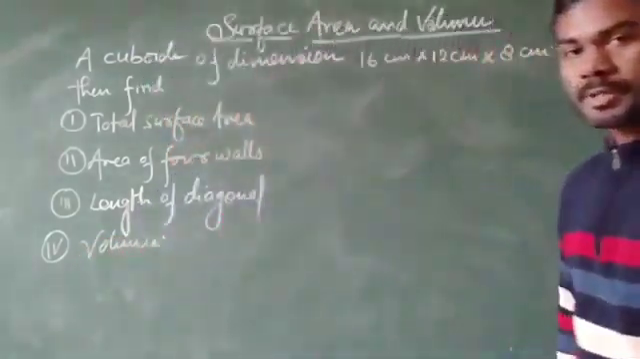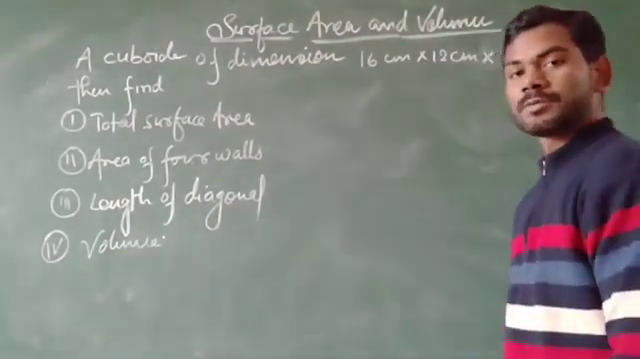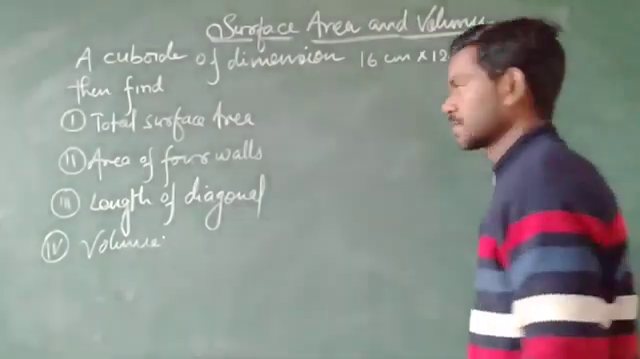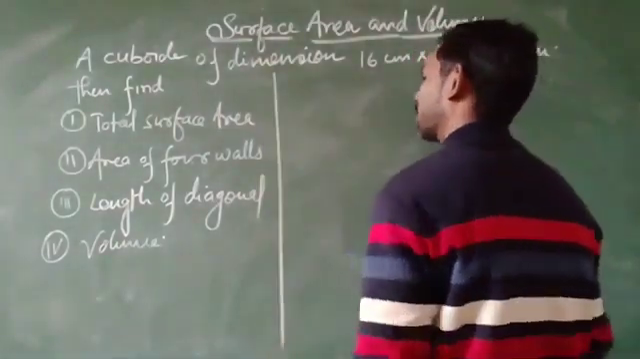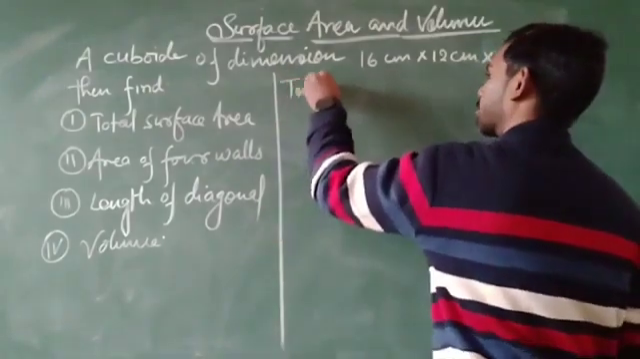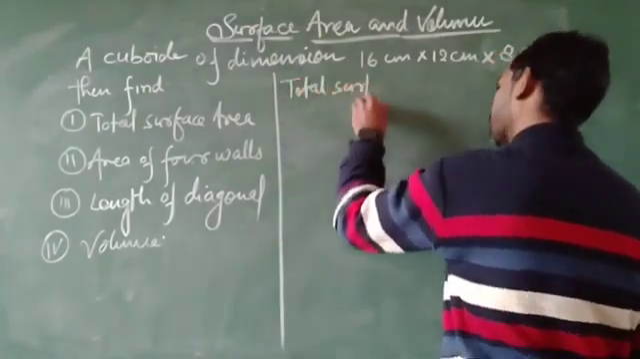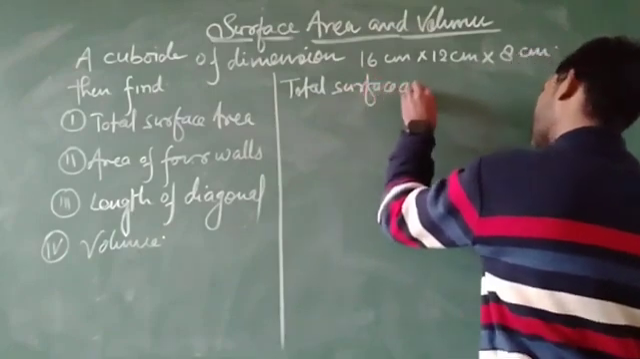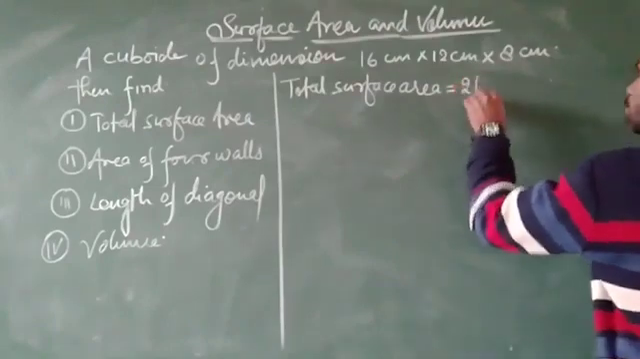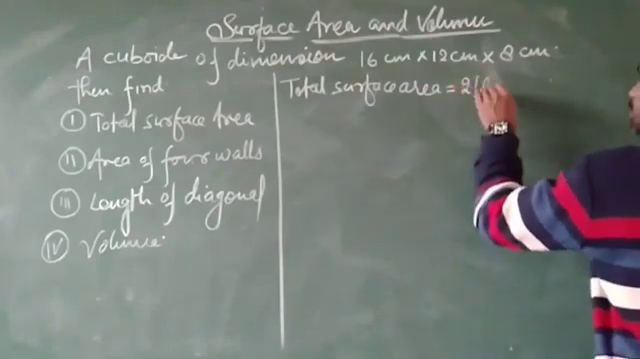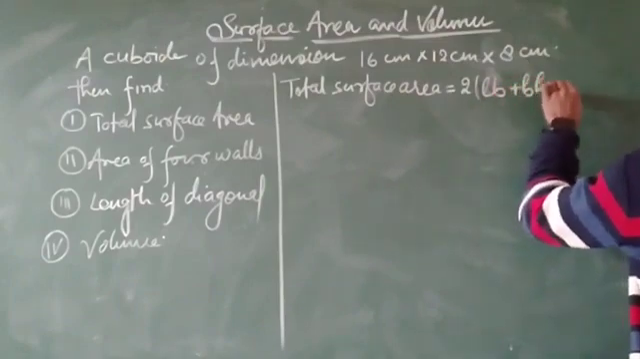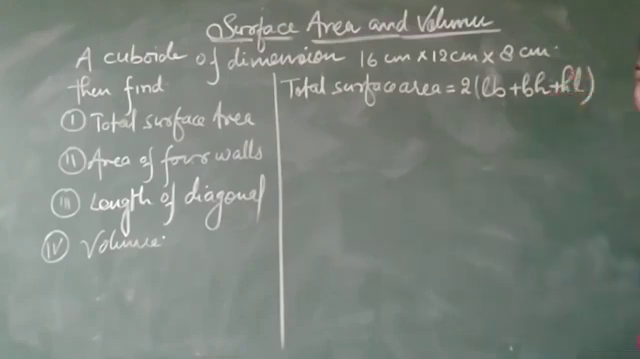I hope you still remember the formulas required to solve these questions. So here, first of all, we are going to find out the total surface area. Therefore, total surface area is given by 2 times (LB plus BH plus HL).